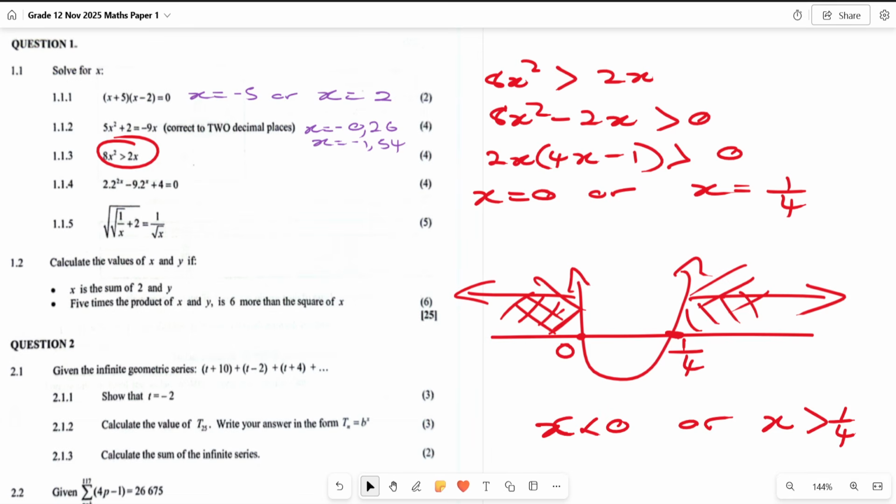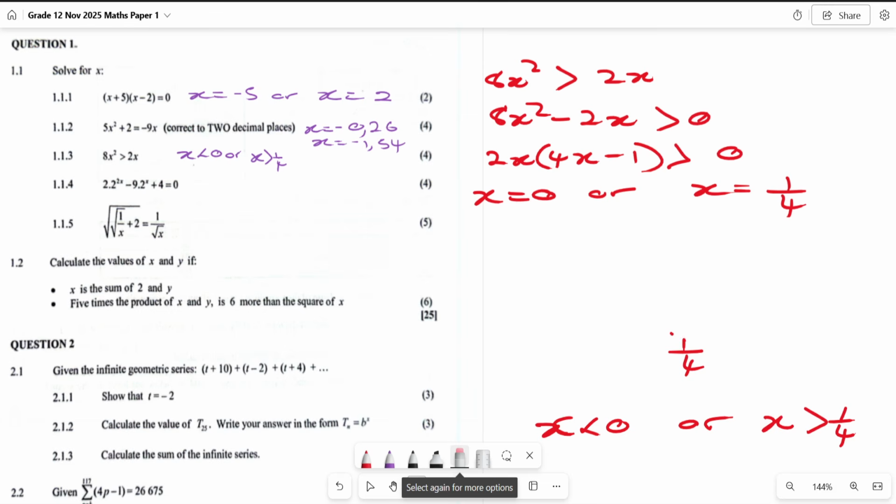Let's prove that 2 is definitely greater than 1 over 4. So we're going to substitute 2, right? And you will notice that the answer is positive, and it will be positive 28. So guys, that is the answer. That is going to be our answer for the first part: x is less than 0, or x is greater than 1 over 4. Okay, that is all that you gotta do there.